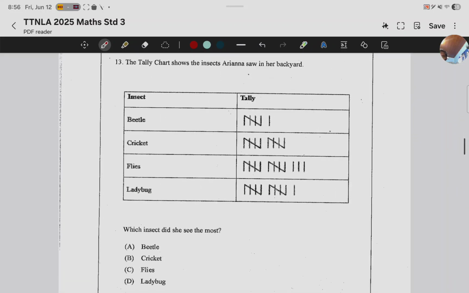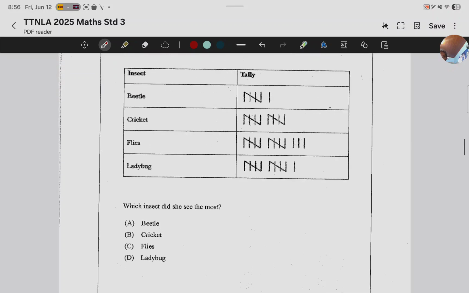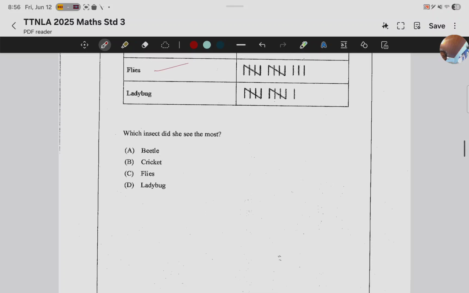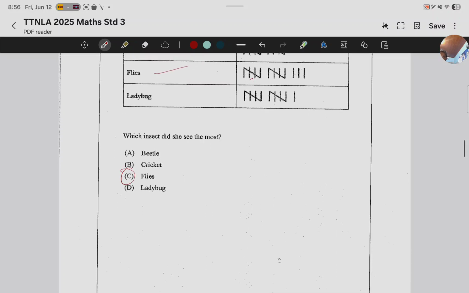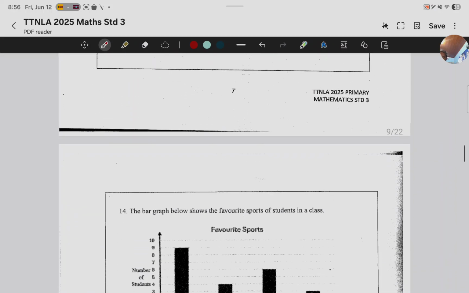The tally chart shows the insects Ariana saw in her backyard. Which insect did she see the most? So the one with the most here is flies. Flies has the most number of flies that she saw.